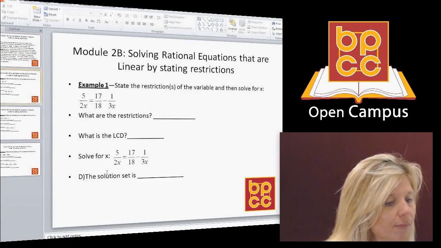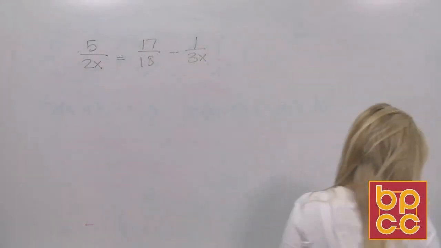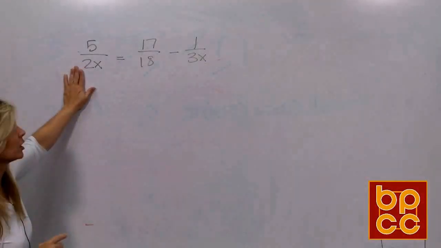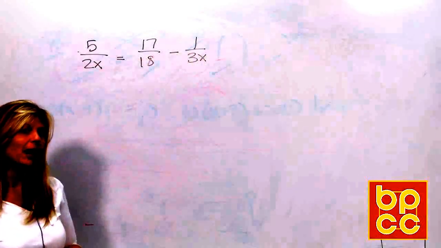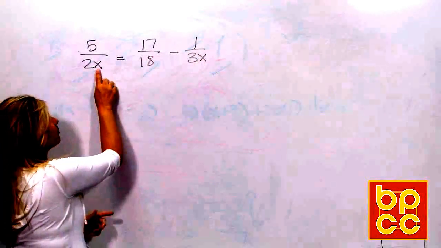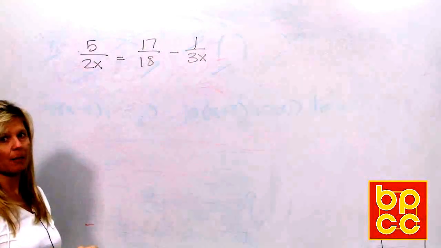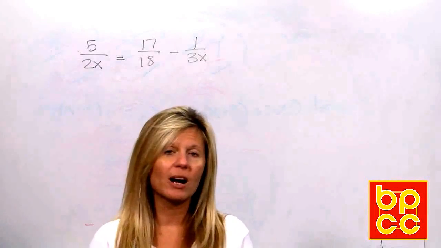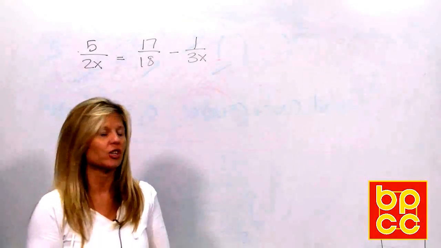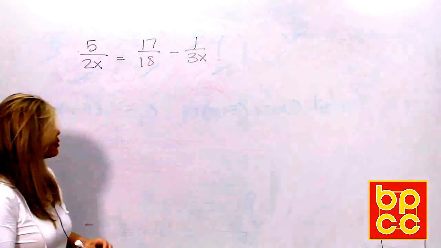So we're going to look at example 1. Okay, here is my rational equation. It's got fractions. What's different now in module 2B is the variable x is in the denominator. So the directions don't just come out and say solve. The first thing the directions ask for is state the restrictions. When they say the words state the restrictions, they're only dealing with the denominators. So what are your denominators? They are 2x, 18, and 3x.